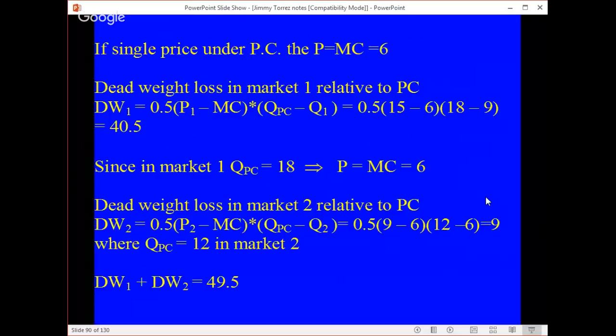P1 is the monopoly price minus marginal cost, right? So I get that triangle. In this case, it would be the two triangles together, and multiply that by 0.5. So I get the area of the triangle. My deadweight loss is 40.5. I could have done this too, taking the integrals of the demand curves.